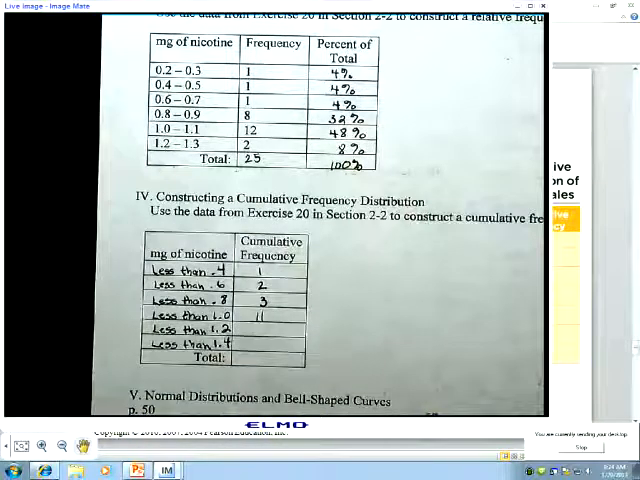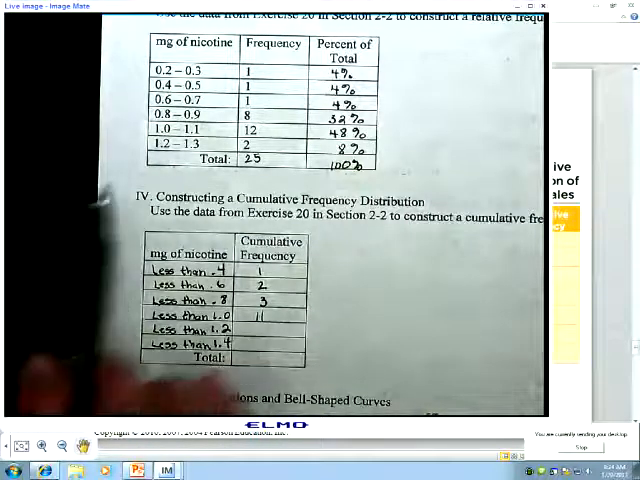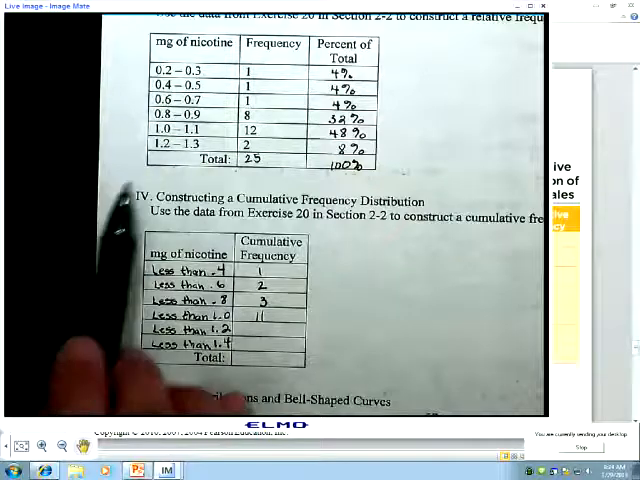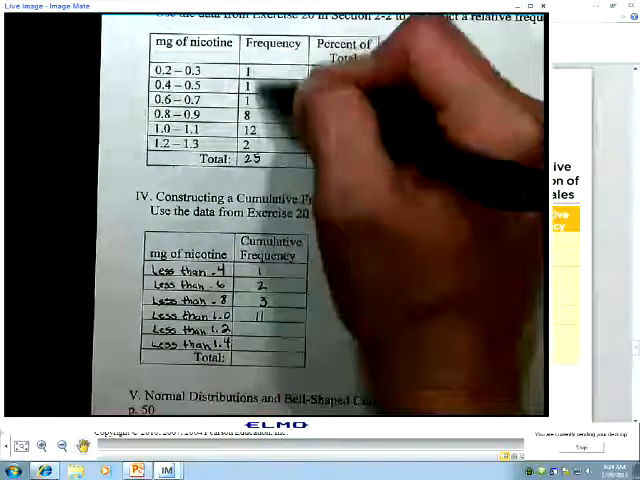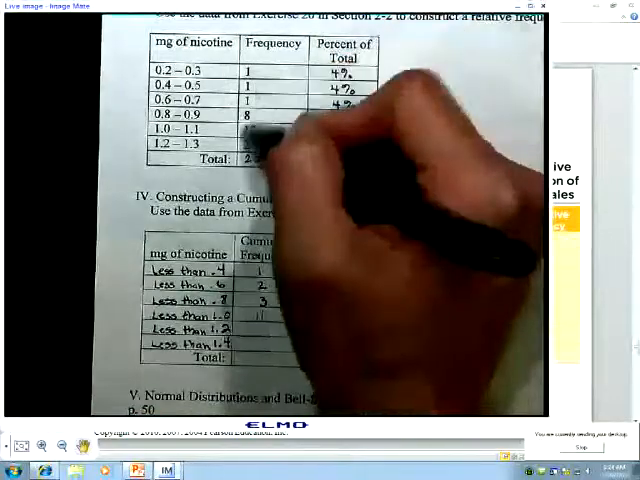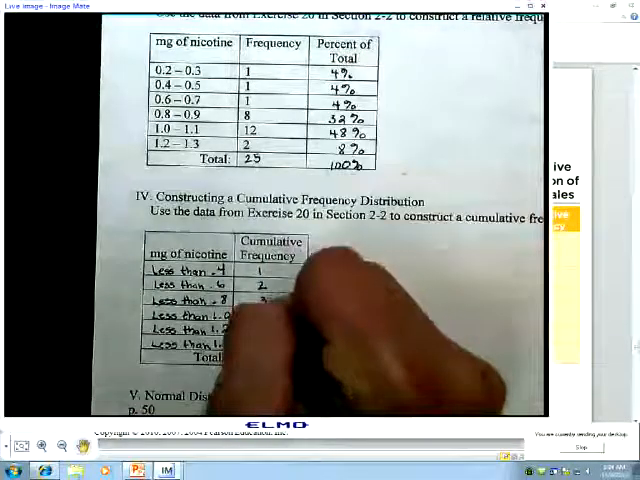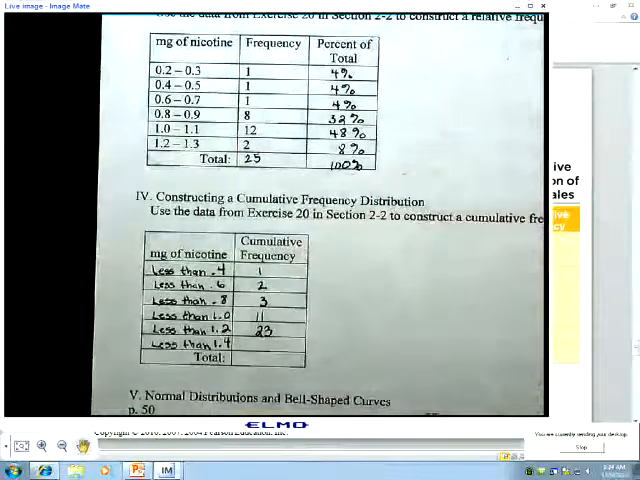How many less than 1.2? These 11 that we've already counted, plus these 12, 23. And how many less than 1.4? All of them.